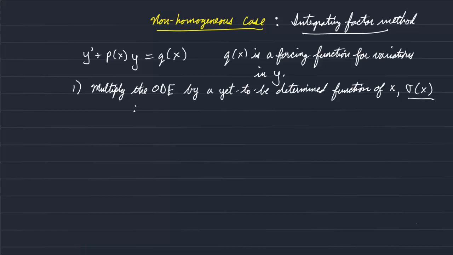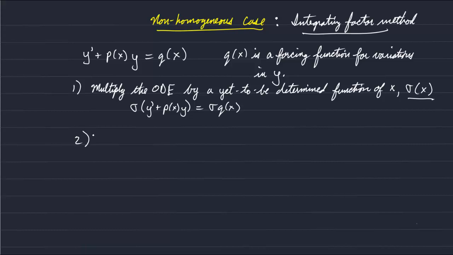So again, if we multiply the left-hand side by sigma, we get sigma times y prime plus p of x times y, and we also multiply the right-hand side by sigma. That's the first concept that you've got to remember.